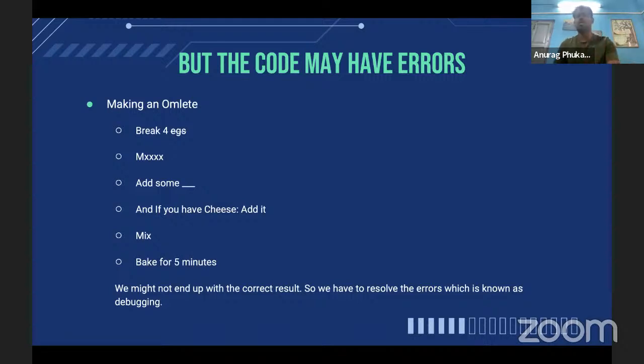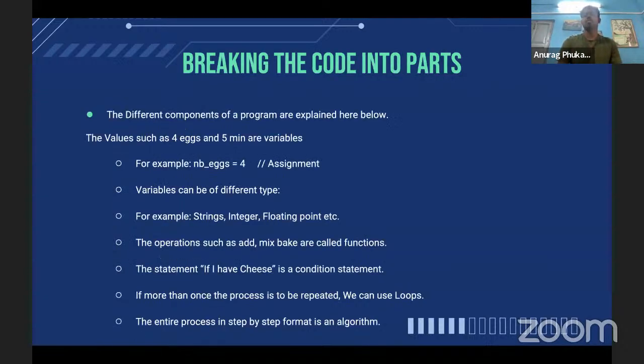Suppose you don't know how to make an omelette, and I give you this set of instructions. Will you be able to make it? No, right? It will come out as something else. You won't get the desired result. So whenever you are writing a program and errors come out, you need to fix the errors, which is called debugging. These errors are known as bugs.